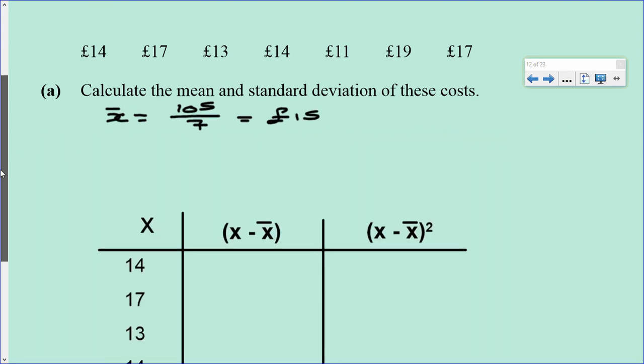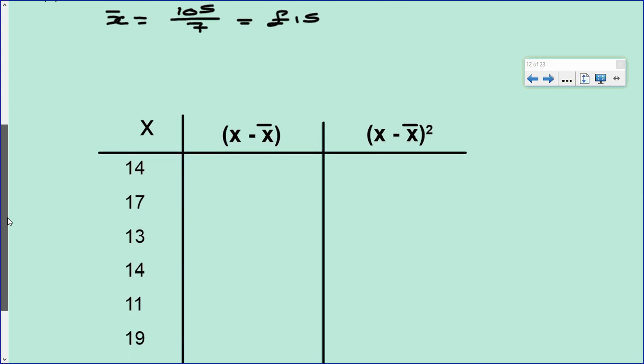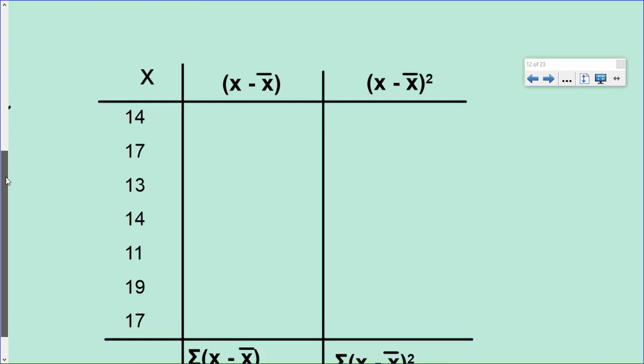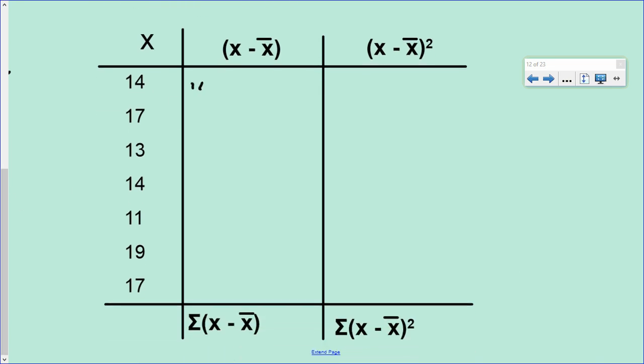Now I've already got my standard deviation table ready to go. So here we've got x, and then all of our values. I don't personally change them, so it doesn't matter. So we've got 14 take away 15 equals -1, 17 take away 15 equals 2, and so on. I'm not going to continue to write all them down. If it's you, you don't need to write them. I'm just doing it again so we know exactly what we're doing. So 13 take away 15 is -2, 14 take away 15 -1, 11 take away 15, we should get -4, 19 take away 15 is 4, and then 17 take away 15 is 2.